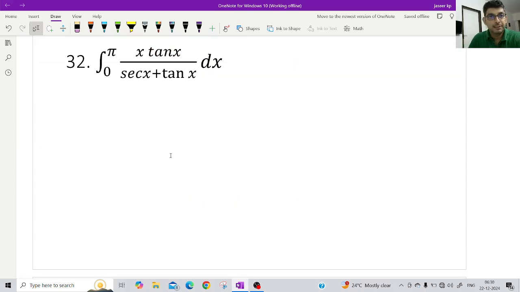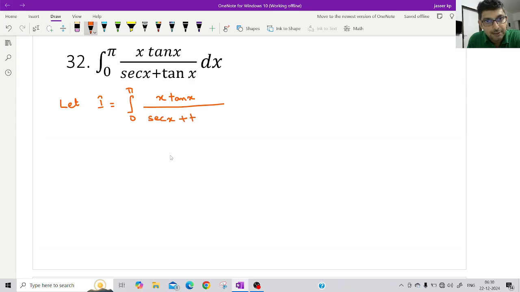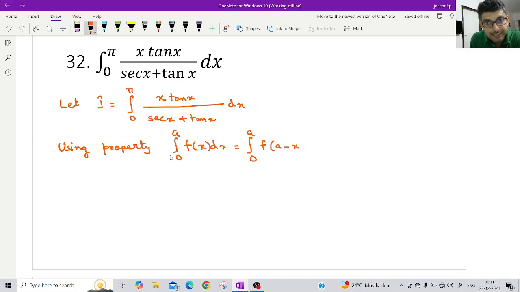Now we'll move to the 32nd problem. So again let us take this as I. Let I equal to integral 0 to pi x tan x divided by secant x plus tan x dx. Now here we are using the property integral 0 to a f of x dx equal to integral 0 to a f of a minus x dx.